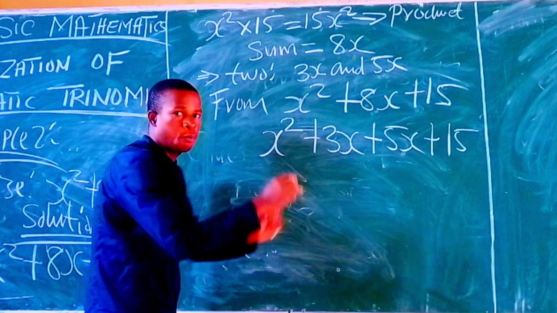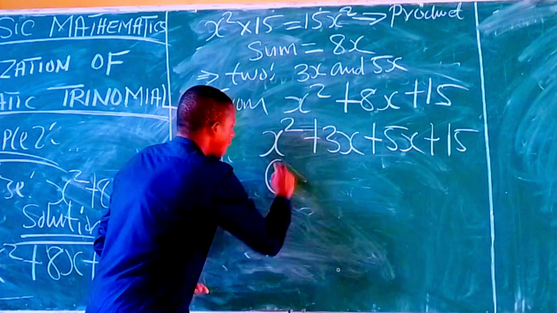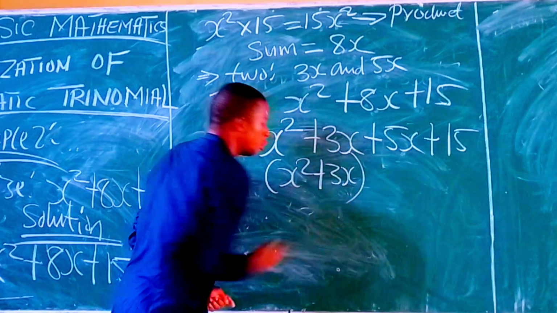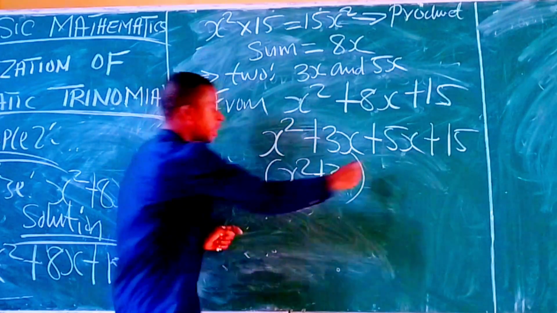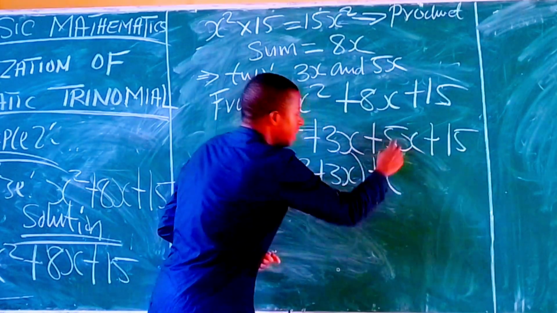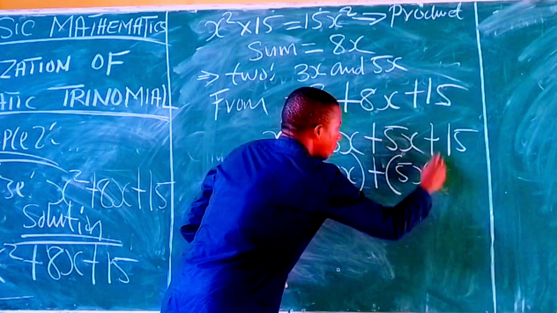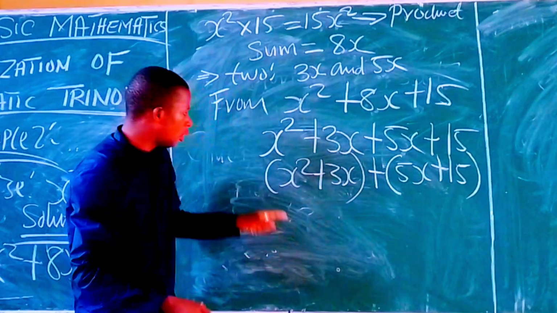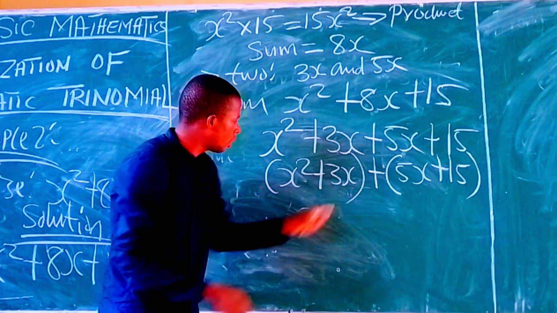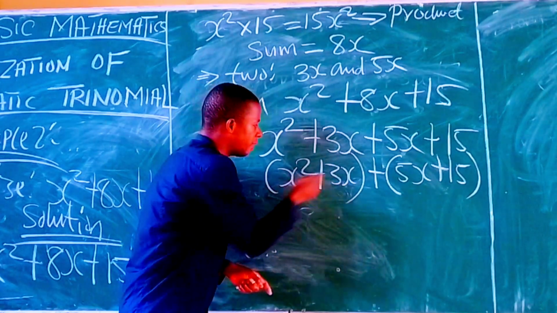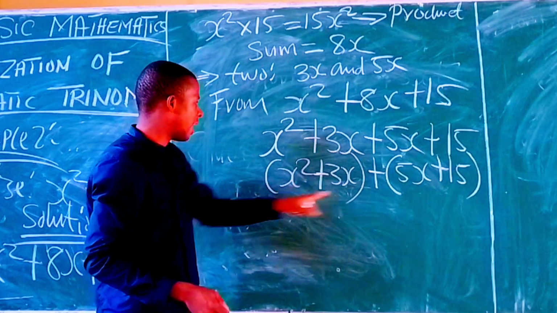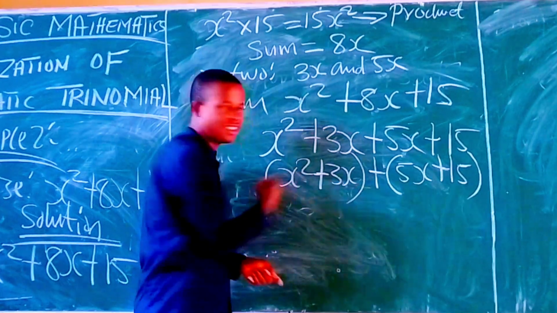Now, at this point in time, look at it. We are going to put them in a group. We are going to have x squared plus 3x in one group. These two in one group. Plus, bracket again, 5x plus 15 in another group, right? Now look at this one first. What is common in both sides of this one? If you look at it, you know that x is common here. There is x here and there is also x here. So you factor out x on that.